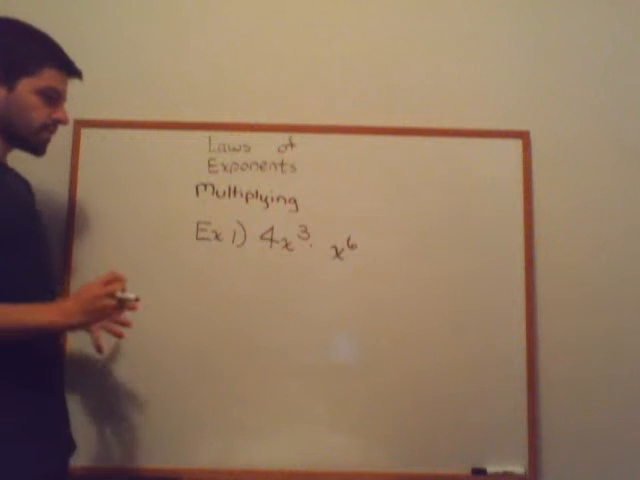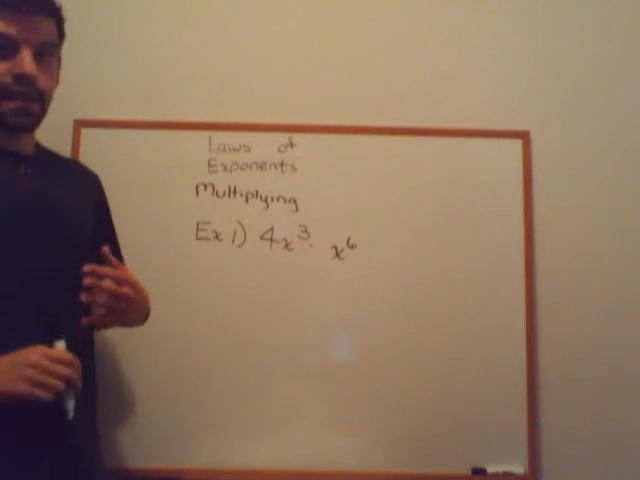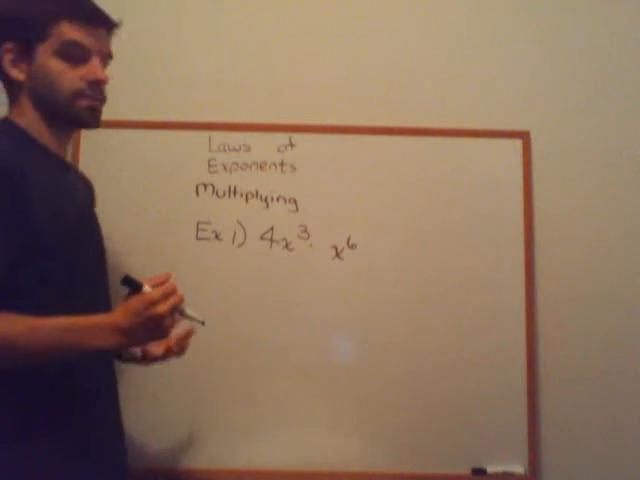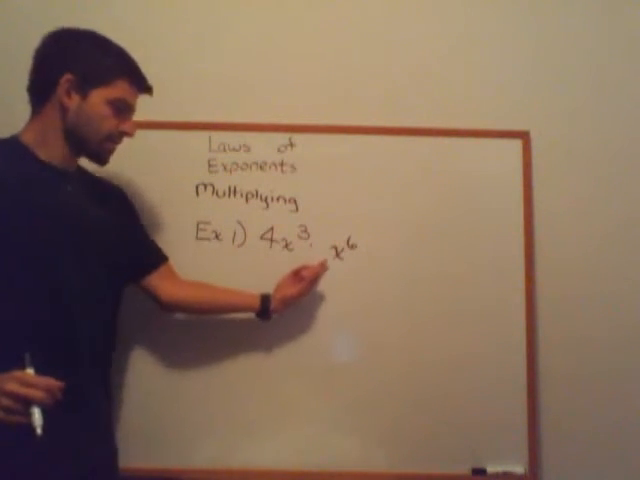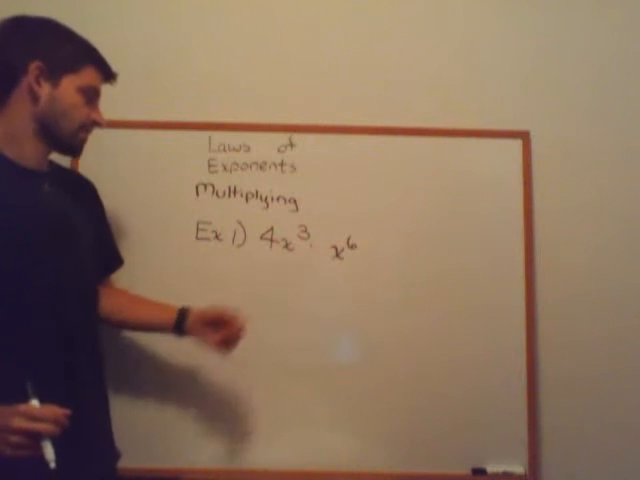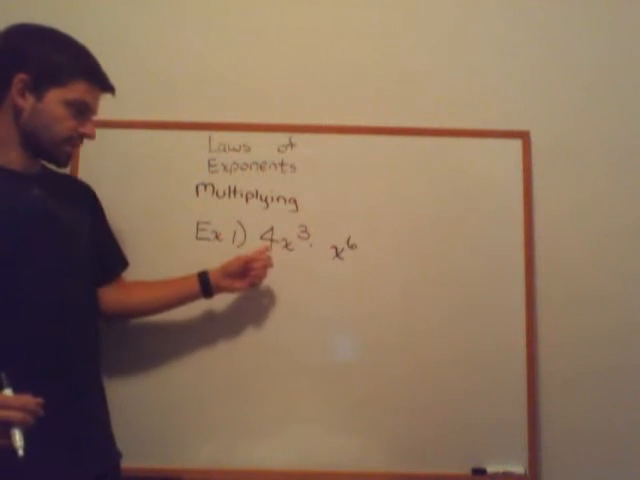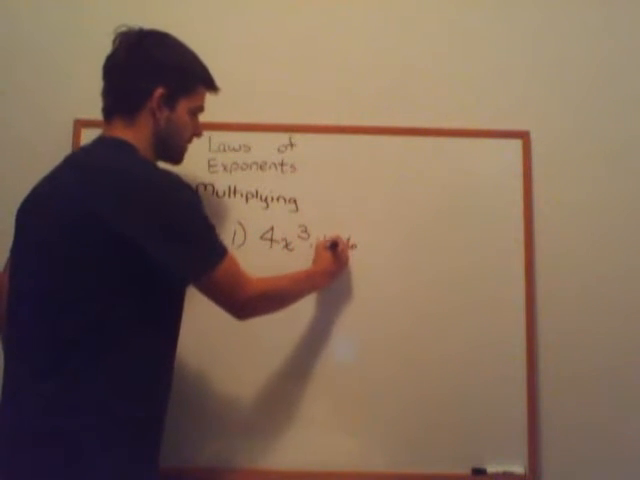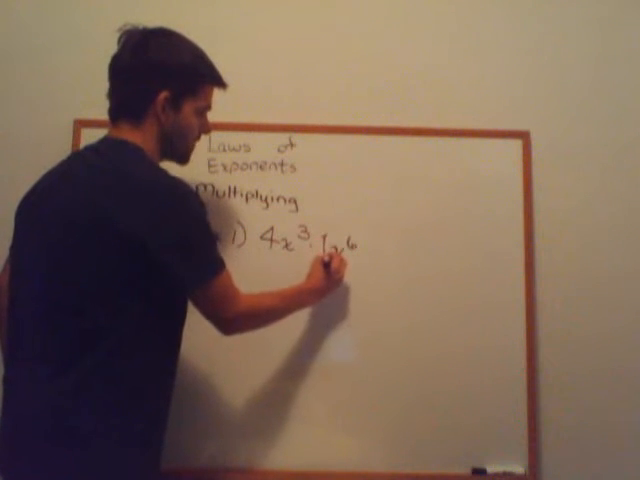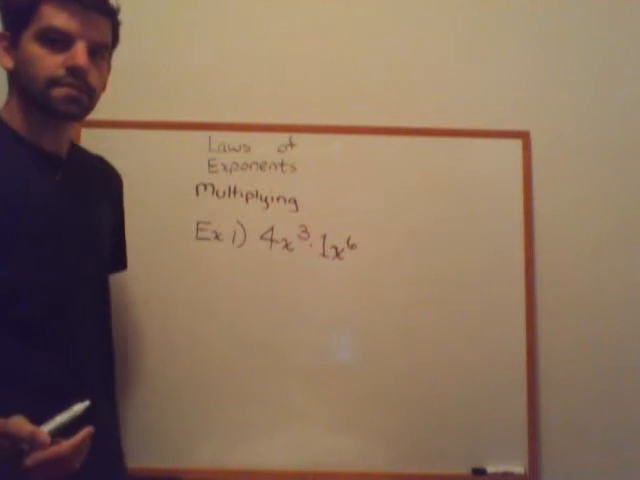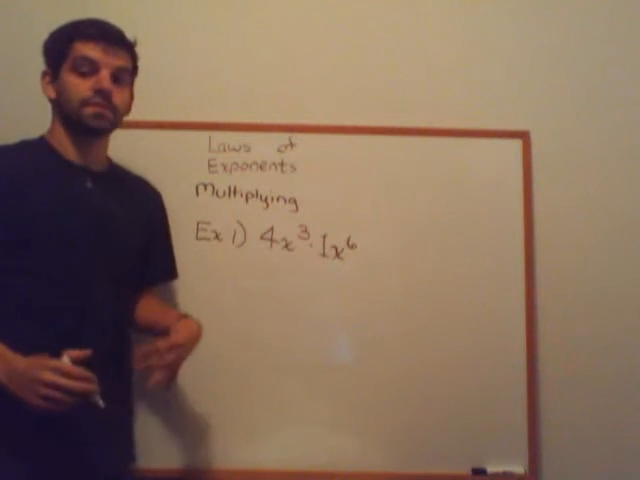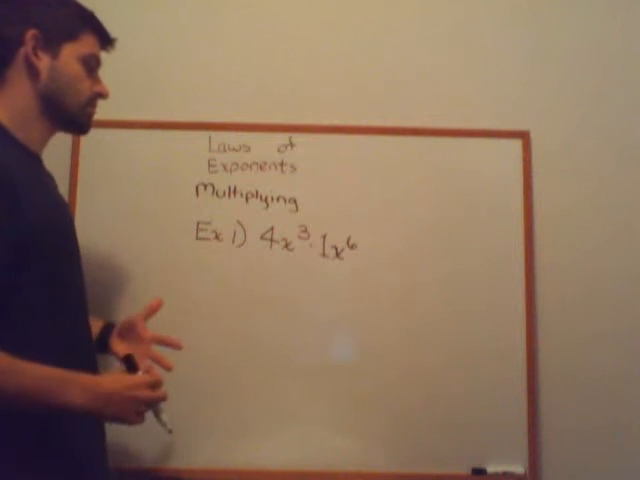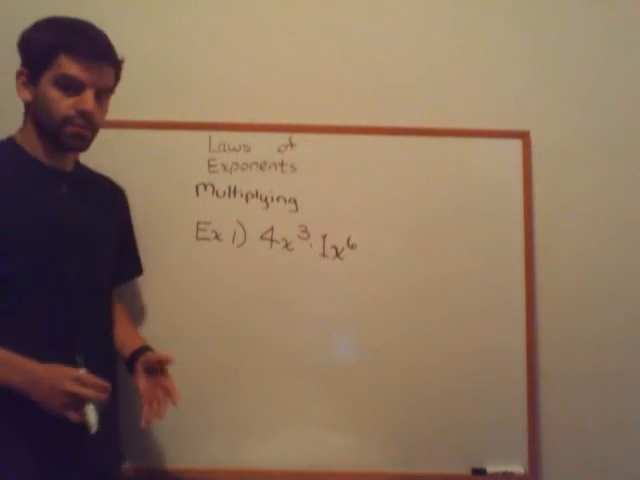Okay, the first thing that is definitely going to help you keep things organized and clean and make your life a little easier: if you don't see a coefficient, which is any number other than 1, next to the variable itself, feel free to put a 1 there. Because 1 times x to the 6th is x to the 6th. Sometimes the coefficient just isn't there representing itself. So go ahead and put a 1 there if there's no other coefficient in front of the variable.